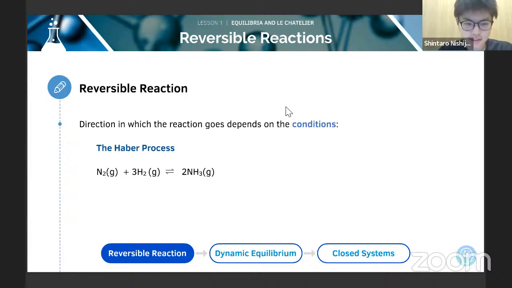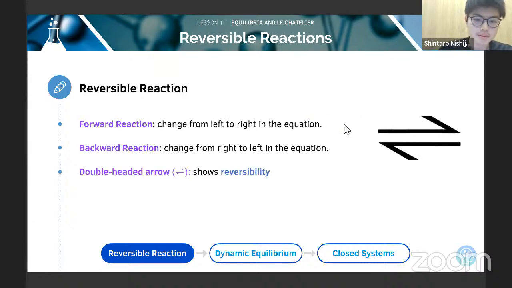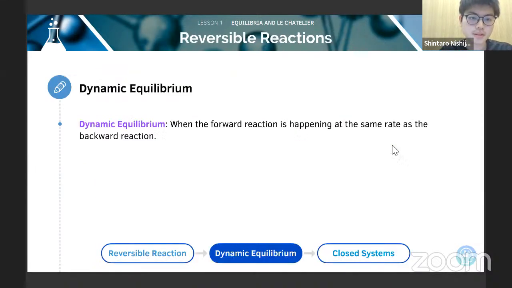Yeah, great. Okay. So just to cover everything really quickly again, we have the forward reaction, that's the arrow going from left to right. And we've got the backward reaction going from right to left. This just means that you can go both ways. This shows reversibility. So now we can have something called a dynamic equilibrium. This occurs in reversible reactions.